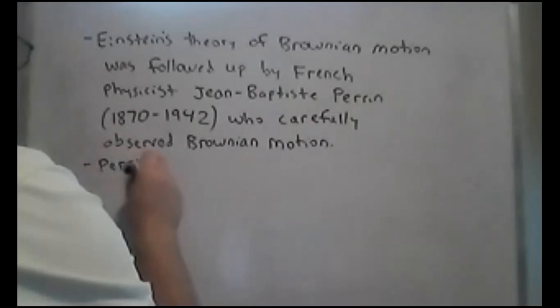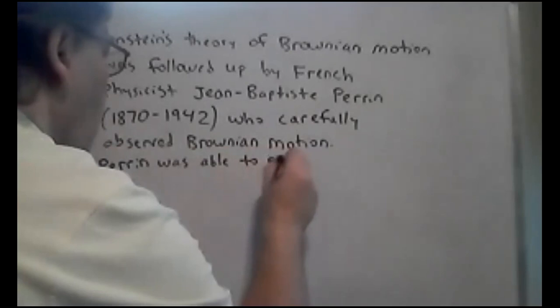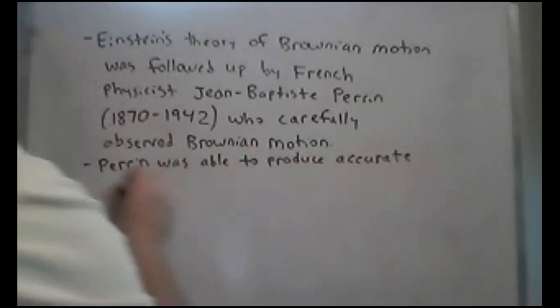So we now know the atom exists. And in fact, Perrin took Einstein's ideas and was able to produce accurate sizes for atoms and molecules. So Perrin was able to produce accurate sizes for atoms and molecules.